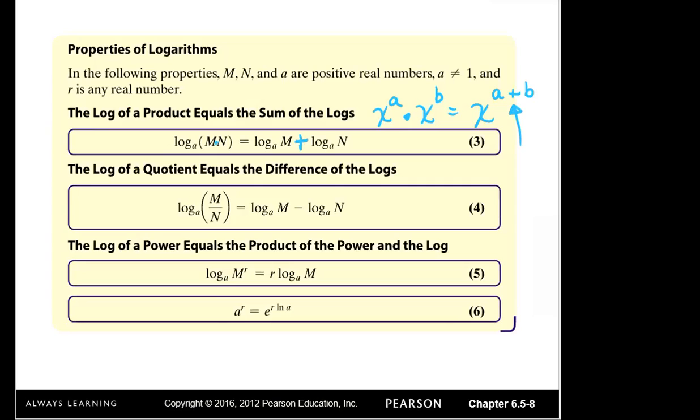Remember, when you're converting from log form to exponential, whatever the log is set equal to, that is your exponent in exponential form. So you split it up, and it's not really the distributive property, but it kind of looks like it. You give log base A to each piece and then separate the M and the N with an addition sign.